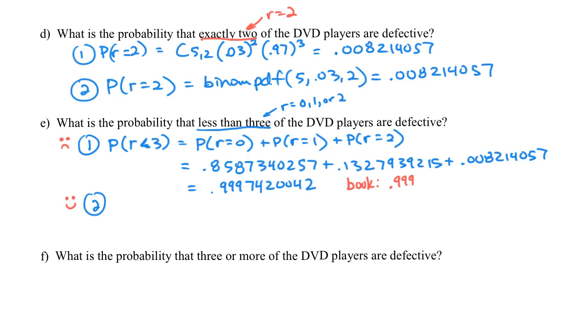Okay, so I'll say probability that R is less than 3. Well, we're not going to use binomial PDF this time. We're going to use binomial CDF. So, the NPR is still the same. N is 5. P, probability of success, 0.03. R, number of successes. Well, now it takes on a little bit different meaning. But here's what this means.